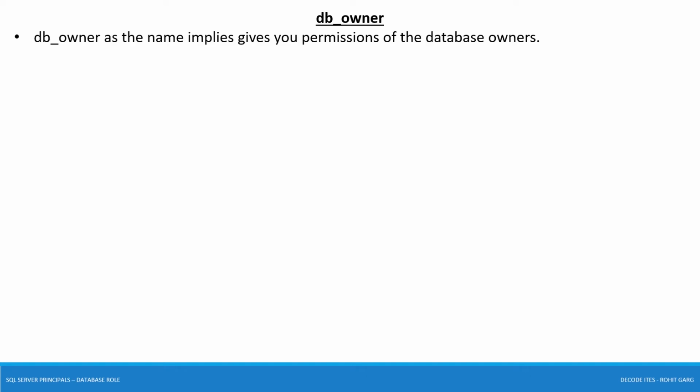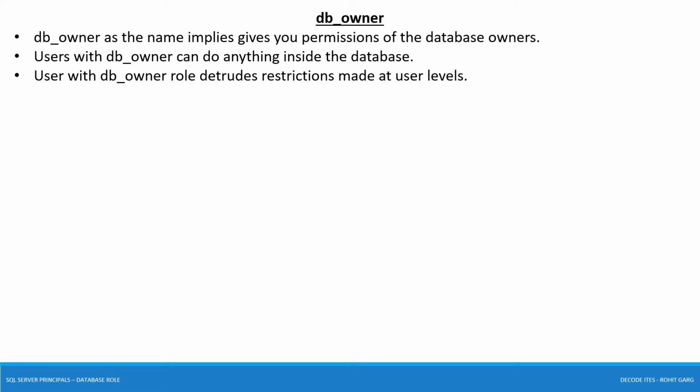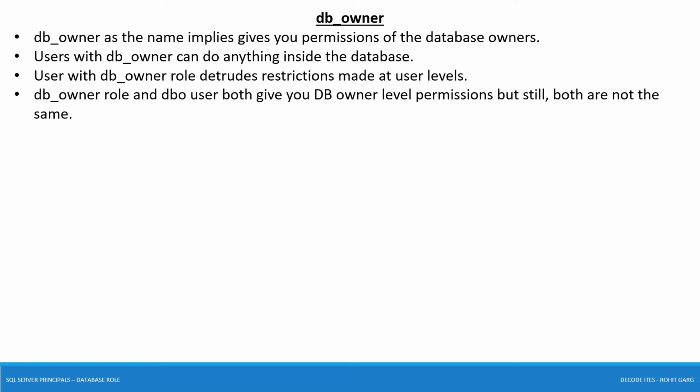First is DB owner. DB owner, as the name implies, gives you the permission of the database owner. A user with DB owner can do anything inside the database. They have full permission over the database. A user with the DB owner role overrides the restrictions made at user level. DB owner role and DBO user both give you DB owner permission, but still both are not the same thing.